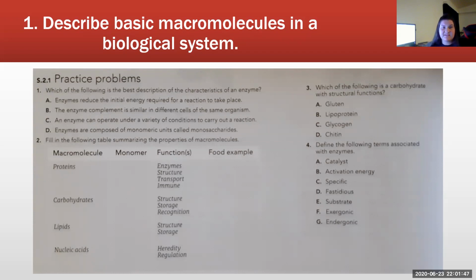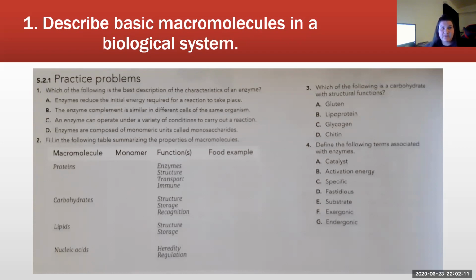Enzyme complement is similar in different cells of the same organism. That is not true. That is not accurate. Enzymes are transcribed and translated from genes, but the complement of enzymes in different cells is different, and it's based on the specific cell's function. So they can't operate a similar way in different cells of the same organism. They're basically assigned to what they're supposed to do.